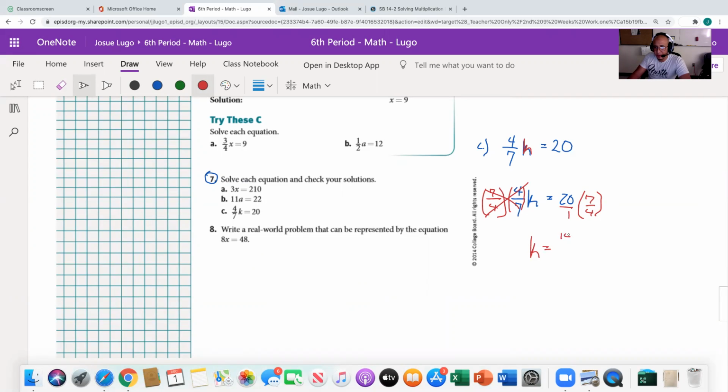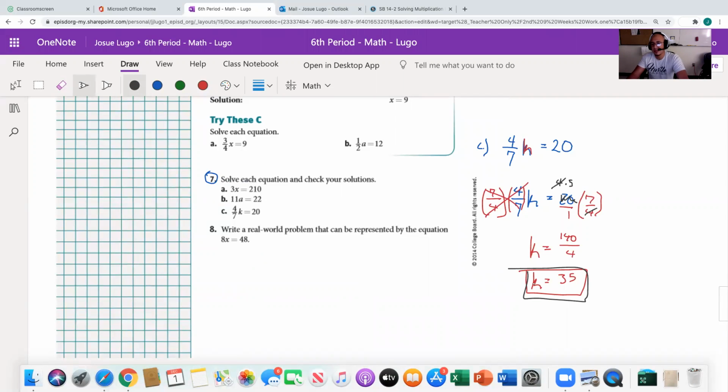20 times 7 is 140. 1 times 4 is 4. K is going to be equal to 35. All right, you would just divide 140 by 4, and that will give you 35. An easier way to do it, really, if you remember, is we can remember that 20 is the same thing as 4 times 5. And remember that when we're multiplying fractions, if we have the same number in the numerator and denominator, you can always cancel those out. We have a 5 and a 7 left. 5 times 7 is 35.